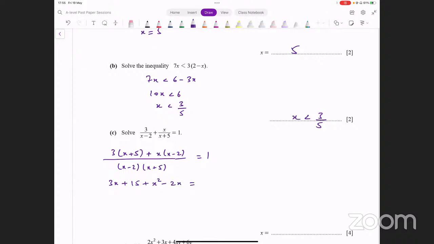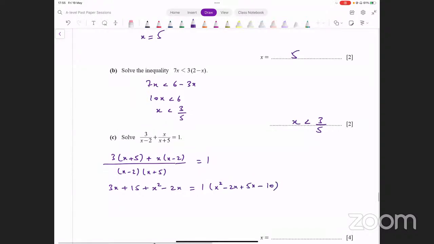Right, on the right side, it's 1 into x minus 2 into x plus 5, x into x, x क्या हो जाएगा, x squared minus 2x plus 5x minus 10. Take everything to the left side, x square get cancelled. 3x minus 2x, that's x. चलिए इसको लिख लेते हैं. 3x plus 15 plus x square minus 2x minus x squared plus 2x minus 5x plus 10 equals 0.